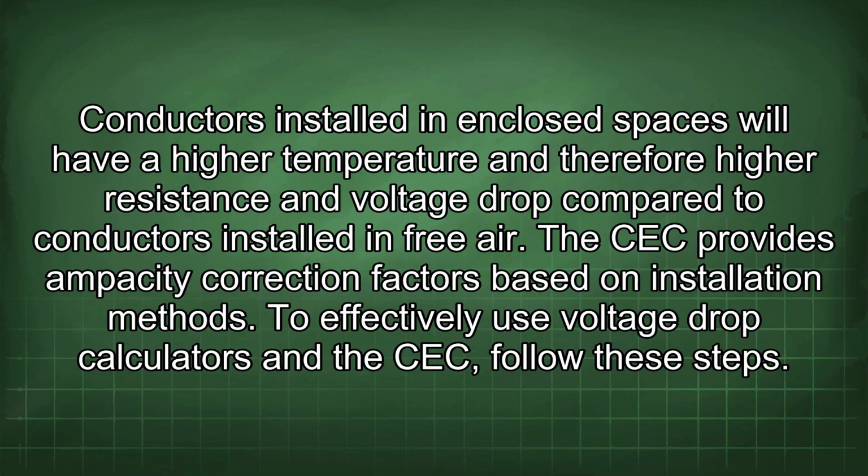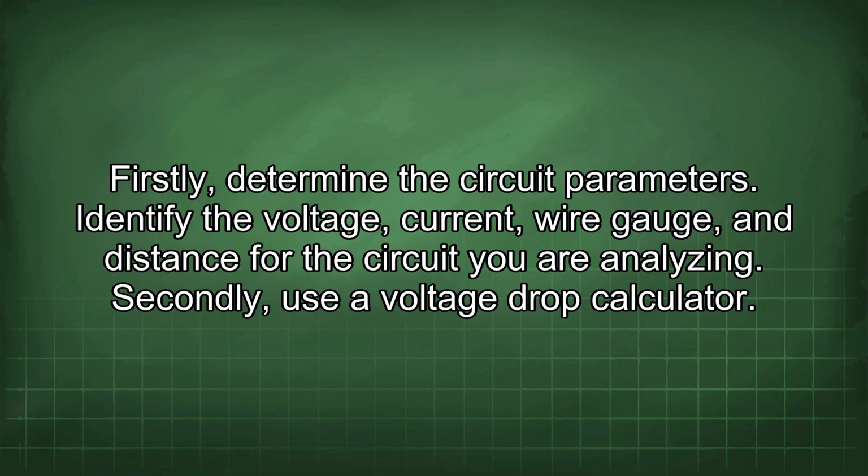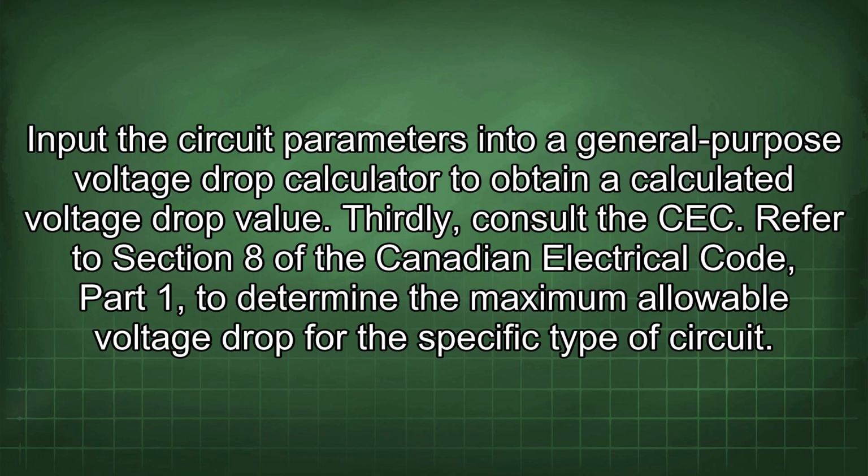To effectively use voltage drop calculators and the CEC, follow these steps. Firstly, determine the circuit parameters. Identify the voltage, current, wire gauge, and distance for the circuit you are analyzing. Secondly, use a voltage drop calculator. Input the circuit parameters into a general-purpose voltage drop calculator to obtain a calculated voltage drop value.